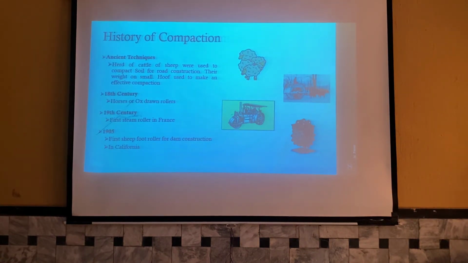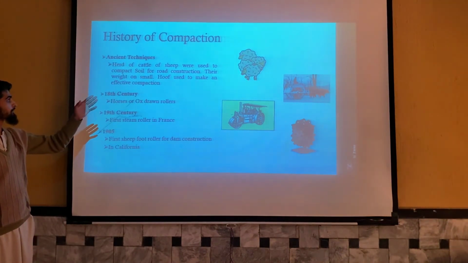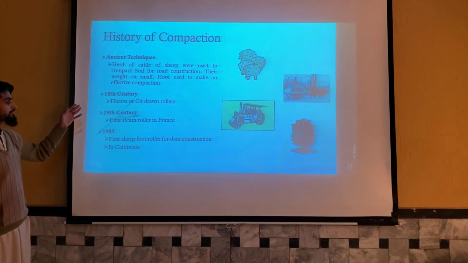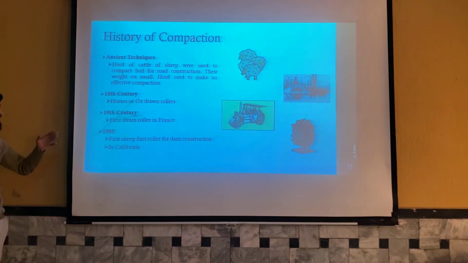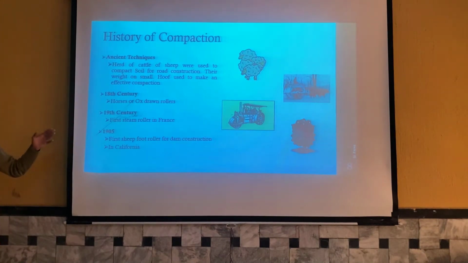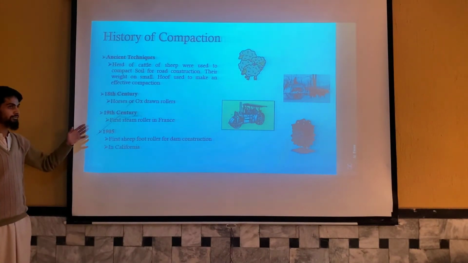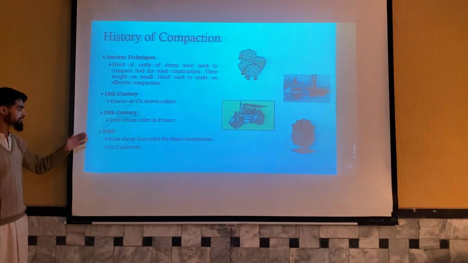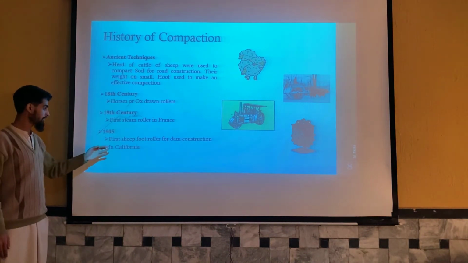ancient techniques were used. Before that, sheep were used for the compaction. Similarly, in the 18th century, horse or ox-drawn rollers were introduced. And in the 19th century, as you all know, the steam engine was developed, so steam rollers were used in France. And in 1905, the first sheep foot roller was developed in the state of California.